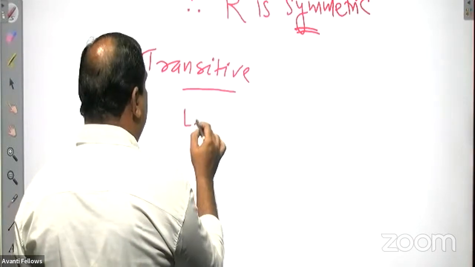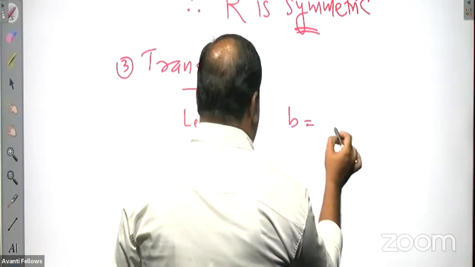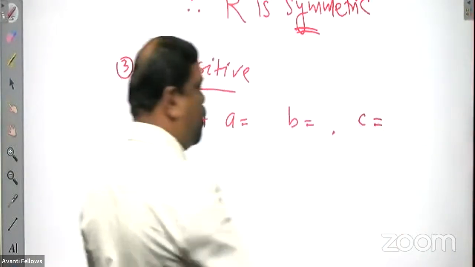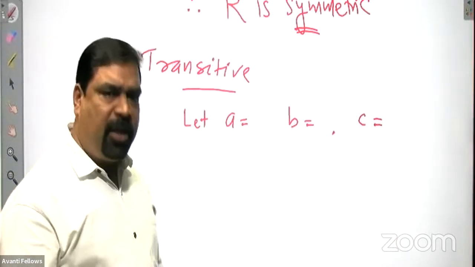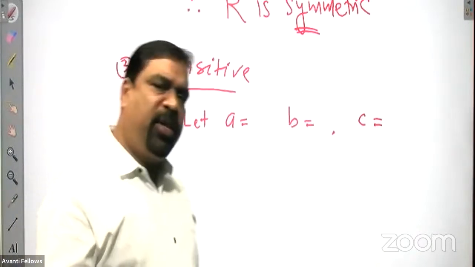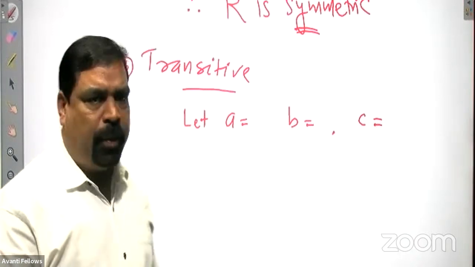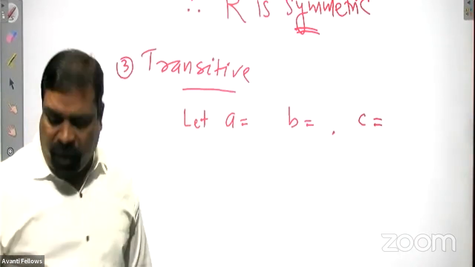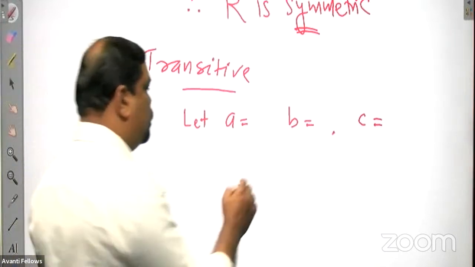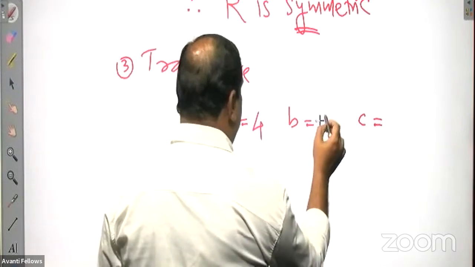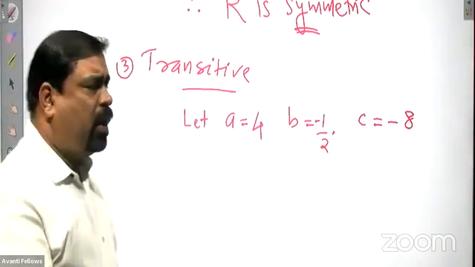Let us take, we have to find some numbers A, B and C, such that 1 plus AB is greater than 0, 1 plus BC is also greater than 0, but 1 plus AC is not greater than 0. So like that, we have to find some numbers. We can find many examples.